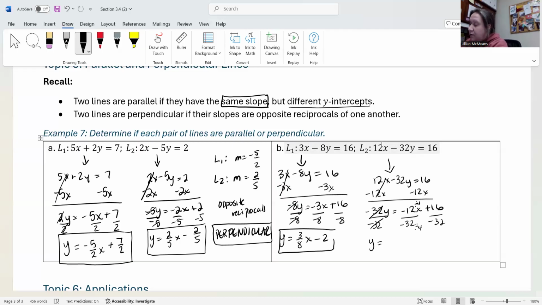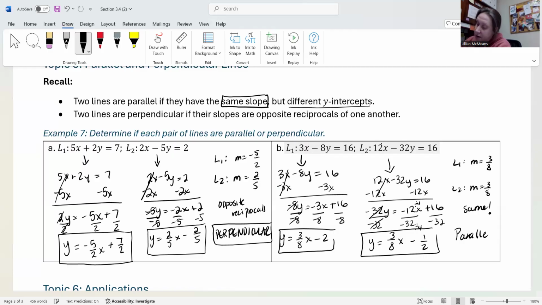So negative 12 divided by 4, that would be 3. 32 divided by 4 would be 8. And then they're both negative, so that's going to be positive. So we get 3/8 x minus 1/2. So if we look at the slopes by themselves, the slope of L1 is 3/8. With a little work, we found that the slope of L2 was also 3/8. They are the same. So that means these two lines are parallel.